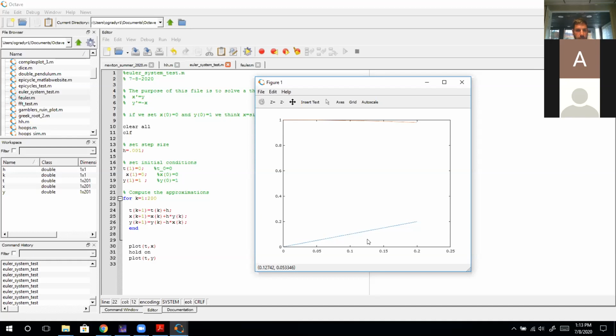What I'd like you to work on is trying to use this file, which I'll put up on Canvas, to try to solve a couple of systems. And then what's nice is MATLAB and Octave have a built-in solver that's a little more sophisticated than an Euler scheme. We'll show you how to use that on Monday. Do you guys have any questions or comments? Concerns?